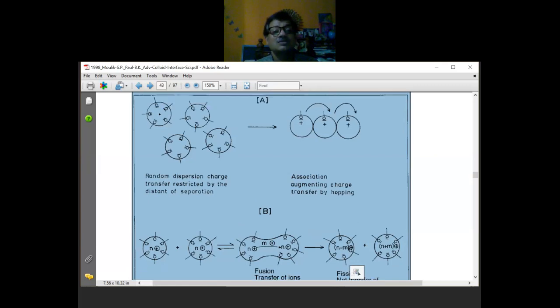And what is the second mechanism? The second mechanism is that the microemulsion droplets stay one by one, and there the charge will be hopped. There would be hopping of electrical charges. So charge can be carried. Can you cite a similar example? This is a very realistic example.